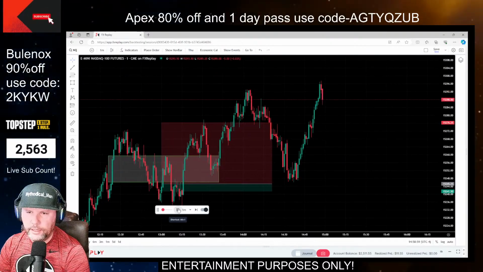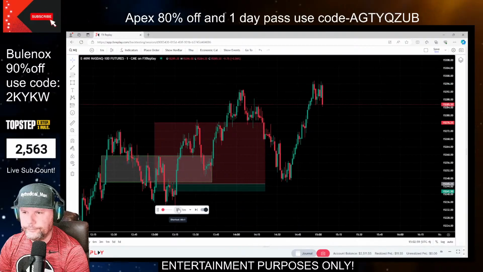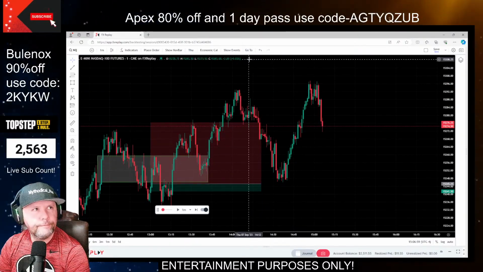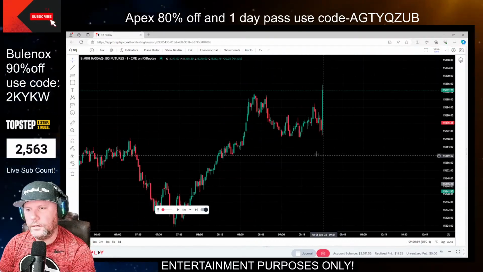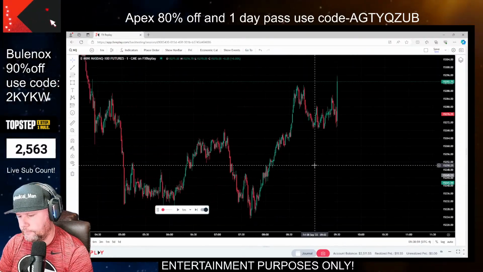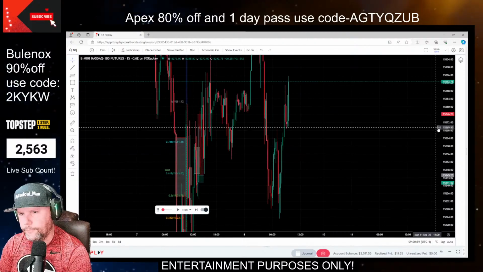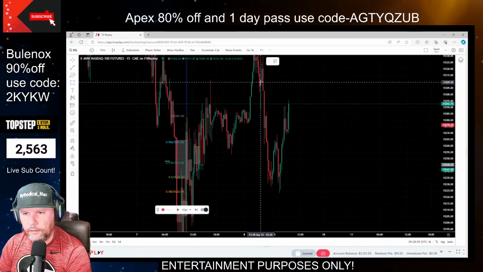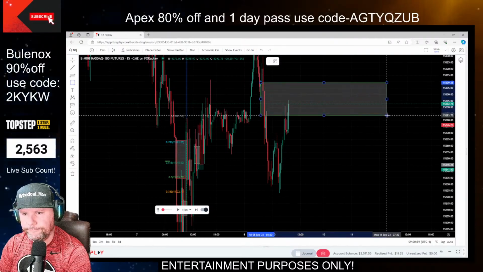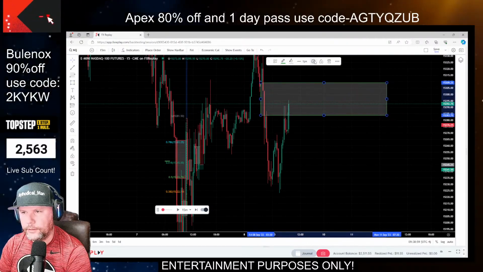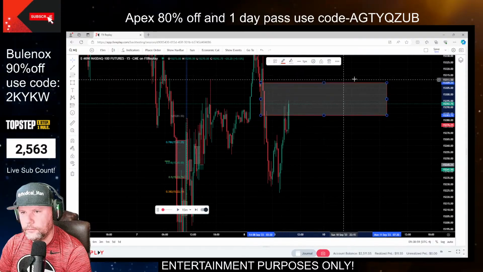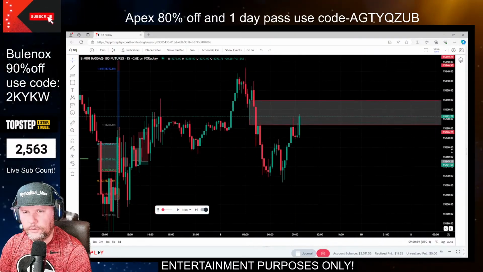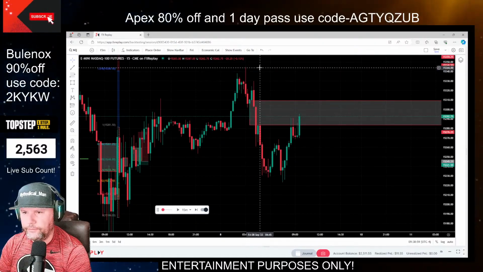Coming into the 3 o'clock hour here. All right, so I'm just going to go to the next day. All right, we're in a big 1 hour, a big 15-minute gap here. Just going to mark that out. Big bearish gap. So if we close above it, we probably at least go to this wick at 344.